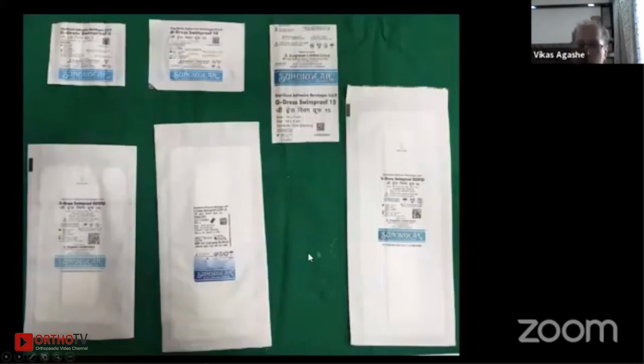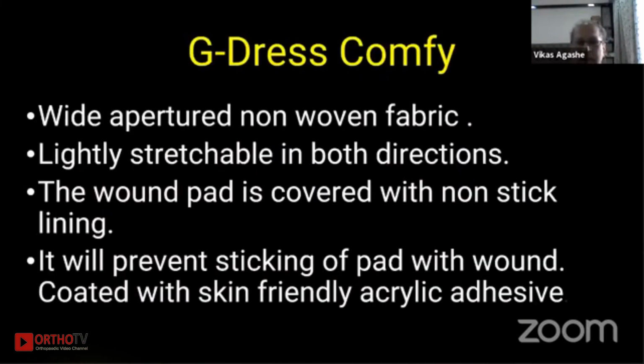Some commonly used ready-made dressings, for example, G-Dress, or there are several companies which produce this. So these are non-woven fabric, and they can be stretched in both the directions. And there's a wound pad, and then there is an acrylic adhesive. These are very commonly used ready-made dressings.